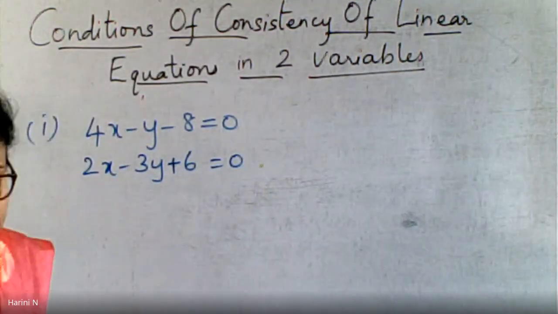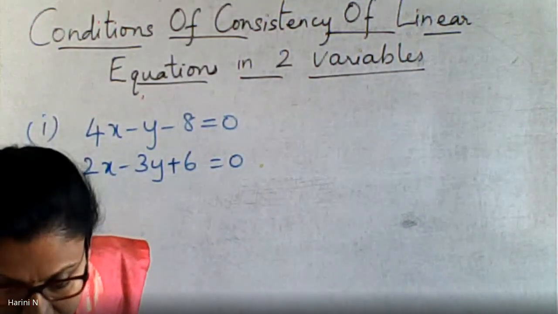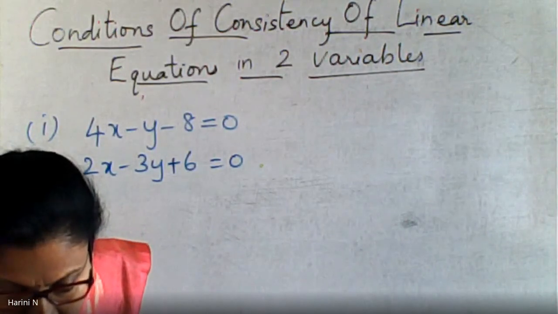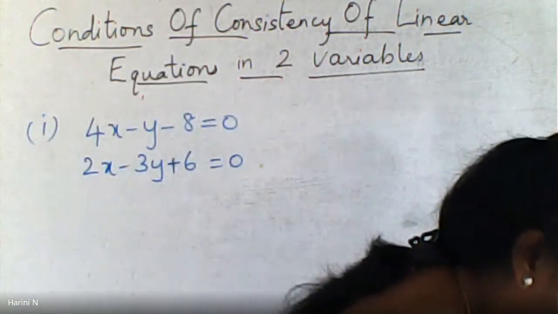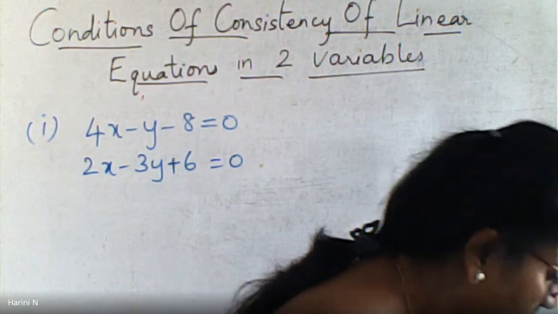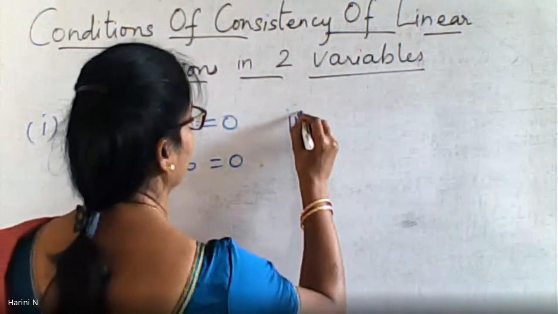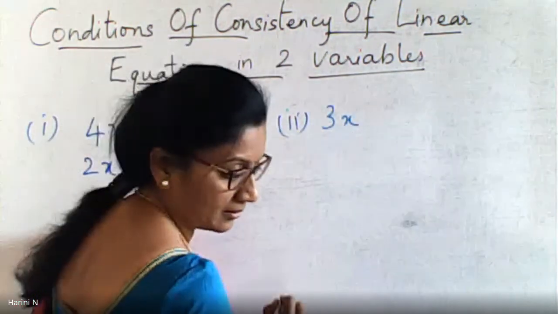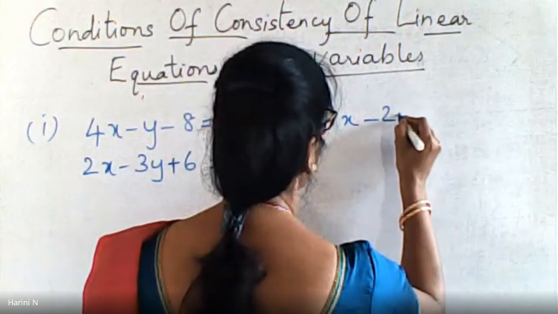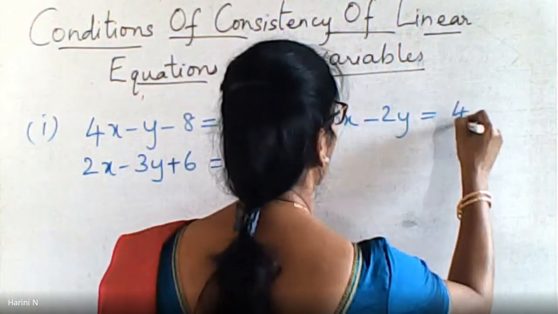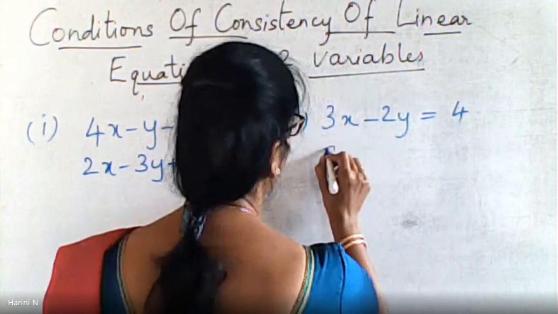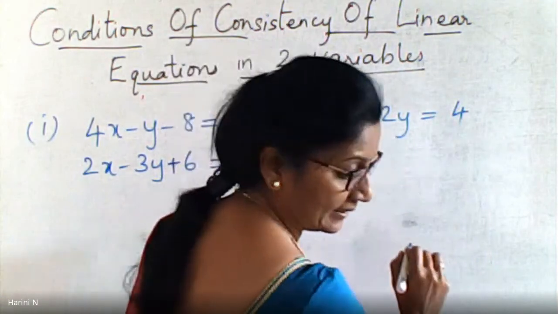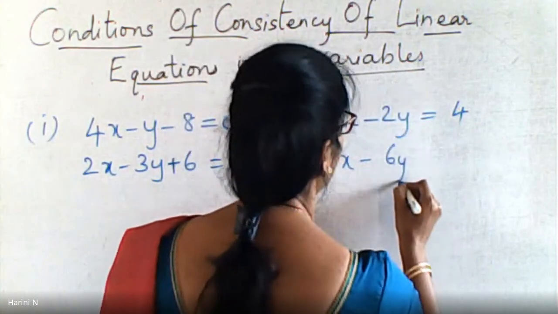Alright? The second step. 3x minus 2y equals 4 and 9x minus 6y equals 12.